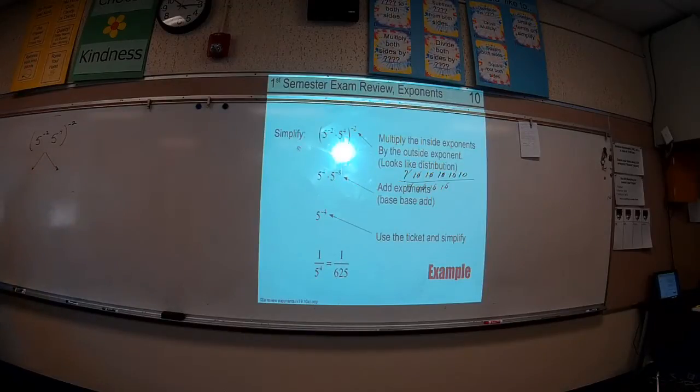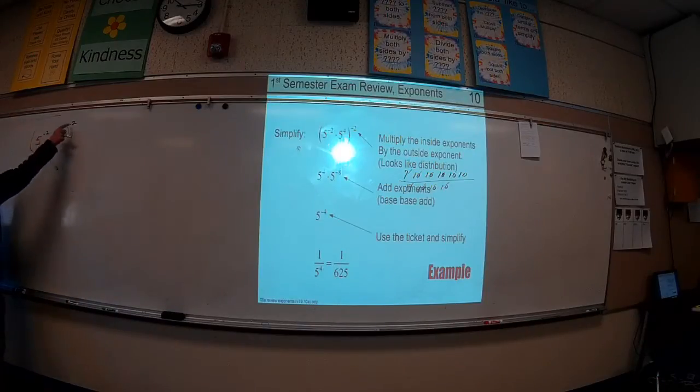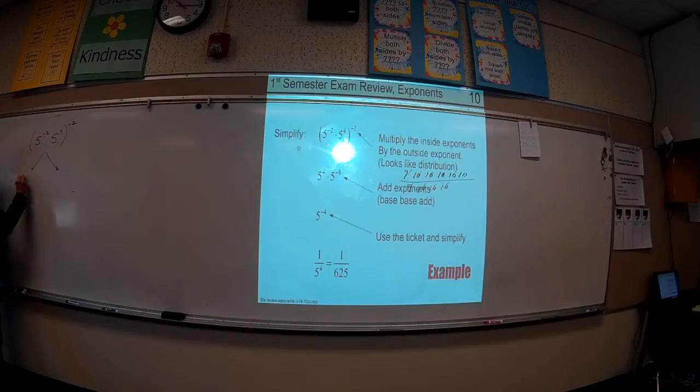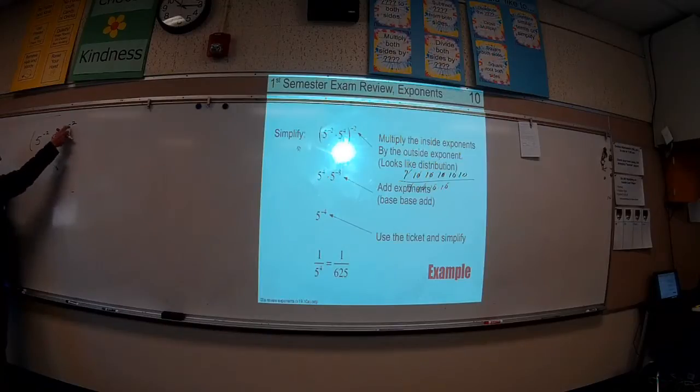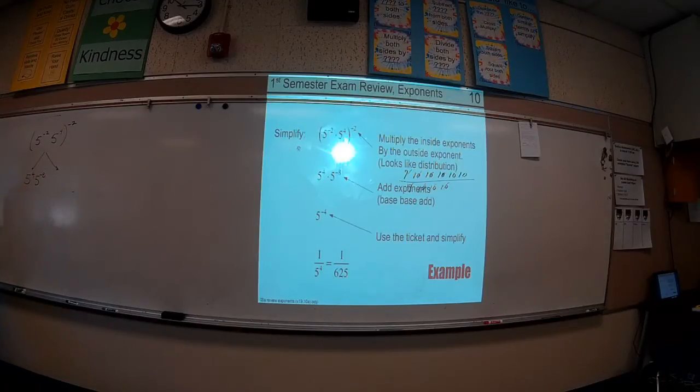I can start this two different ways. I can start this with a base, base, add or a power, power, multiply. What do you want to start it with? Power, power, multiply. Multiply those two numbers right there for me, Brady. Negative 4. Negative 8. Okay. That's one way to start it.